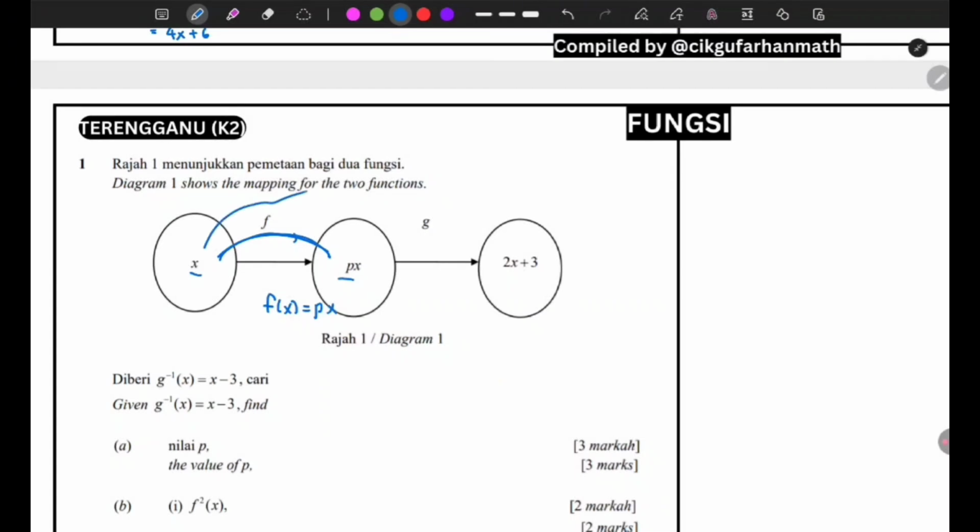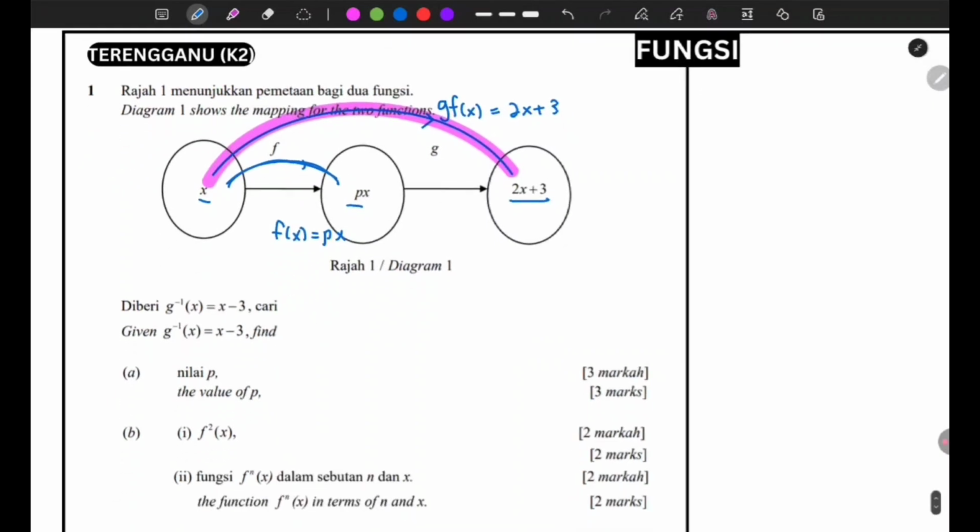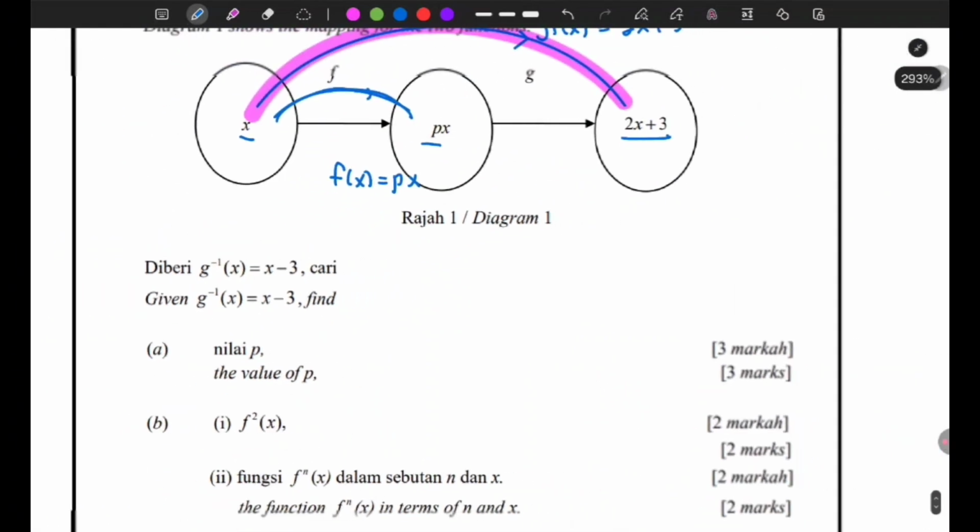And not only that, they also don't tell you, but you need to know. Sometimes the question is so nice they tell you, sometimes they don't. So this is g(f(x)), which is 2x plus 3. You take the x, you cross this g(f(x)) bridge, you get 2x plus 3. And they also tell you g inverse. Find the value of p.